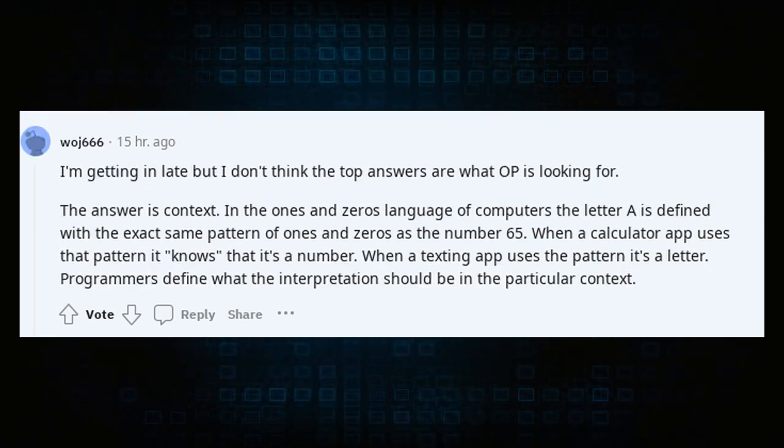I'm getting in late, but I don't think the top answers are what OP is looking for. The answer is context. In the ones and zeros language of computers, the letter A is defined with the exact same pattern of ones and zeros as the number 65. When a calculator app uses that pattern, it knows that it's a number. When a texting app uses the pattern, it's a letter. Programmers define what the interpretation should be in the particular context.